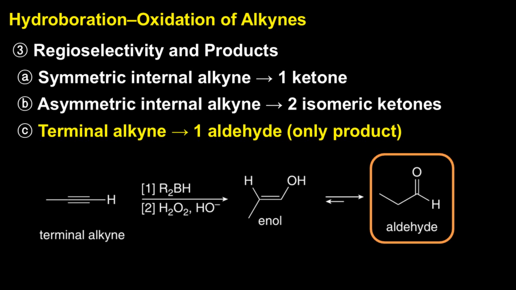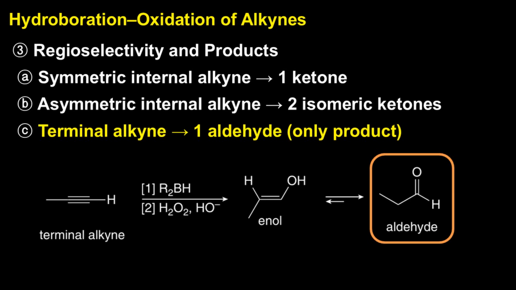And here's the cleanest case, when you use a terminal alkyne. In this situation, the reaction gives you just one predictable product, an aldehyde. The OH group always ends up on the less substituted carbon, perfectly following anti-Markovnikov selectivity. So if you're looking for a clear-cut, no-complication transformation, this reaction is a great choice.